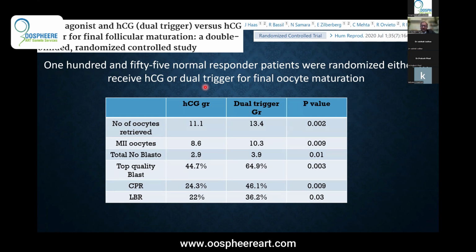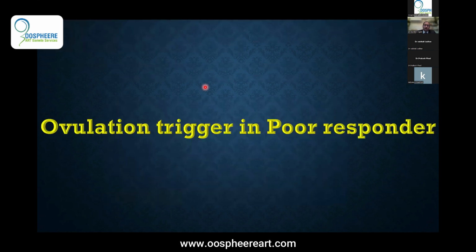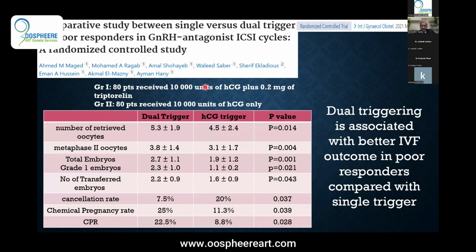And it says that if you use dual trigger, it gives you a higher number of oocytes, M2 oocytes also. Total number of blastocysts will be higher. Clinical pregnancy rate will be significantly higher, and live birth rate also will be significantly higher. Okay, so you can go for a dual trigger. Ovulation trigger in poor responders, again, you must give a dual trigger every time, because it is associated with a better outcome in poor responders compared to single hCG trigger.